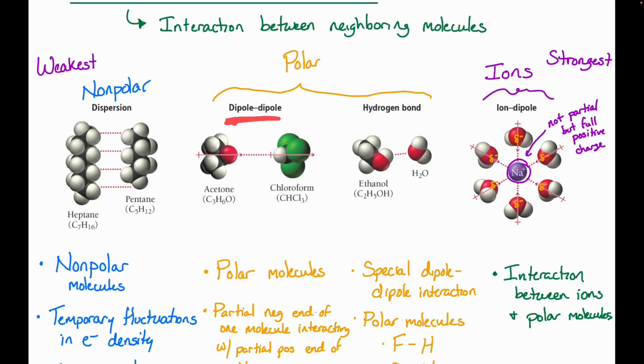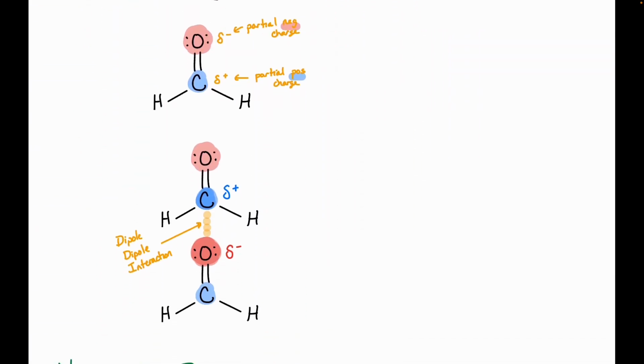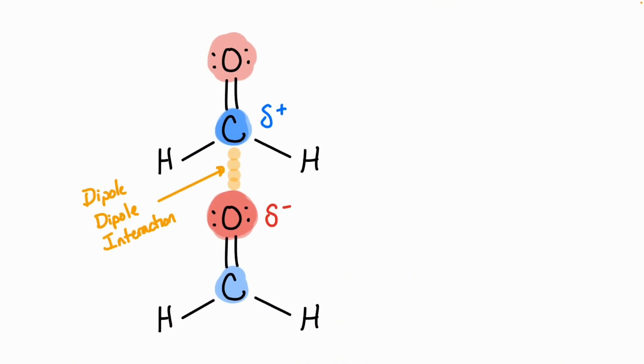Stronger is dipole-dipole and then hydrogen bonding. These are both available to polar molecules because polar molecules have these partial positive and partial negative ends, and they can line up next to each other. Where do we picture that? Boom. Right? In a polar molecule, you have a partial positive end and a partial negative end. So between neighboring molecules, the partial negative end of one can align itself with the partial positive end of its neighbor, forming this favorable interaction, right? Opposites attract.